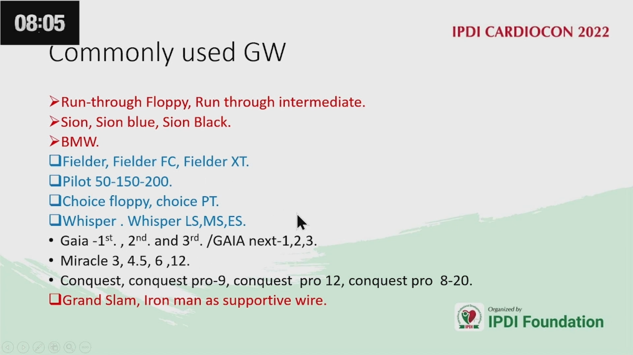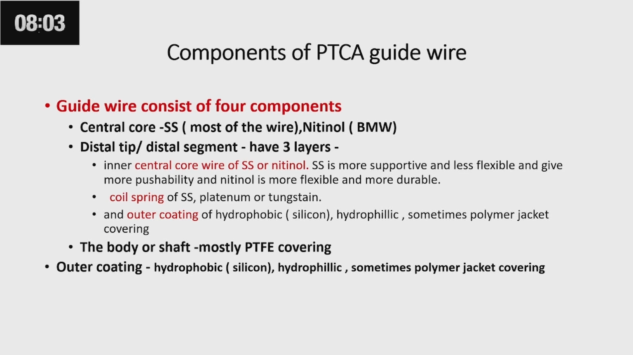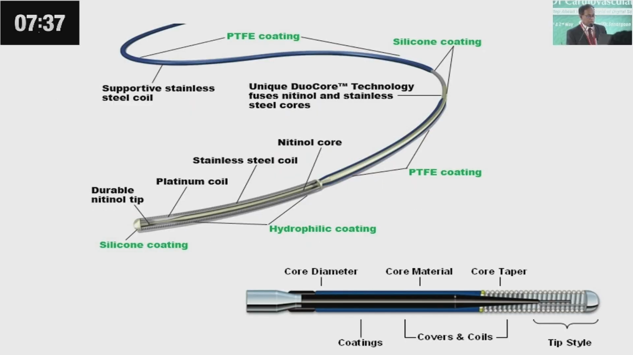Before going to the CTO wire, we should first look at the components of the guide wire, especially the shaft and distal part. Both have specific design components that we should know. Each wire has a central core of either stainless steel or nitinol. There may be a coil spring and outer coating. That may be hydrophilic, that may be hydrophobic, and sometimes a polymer jacket also. So this is the design and components of a wire as a whole.